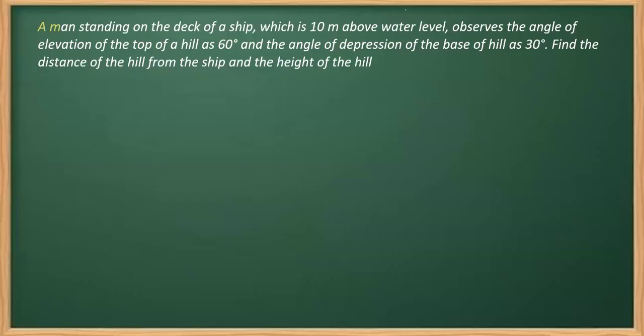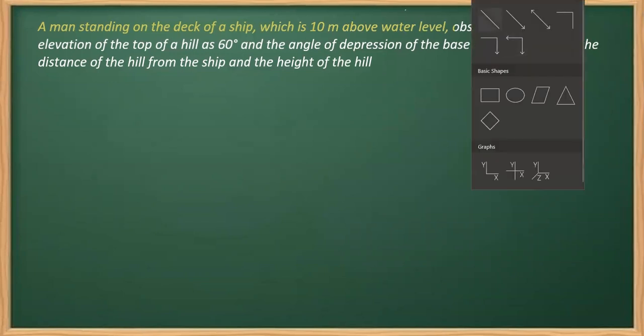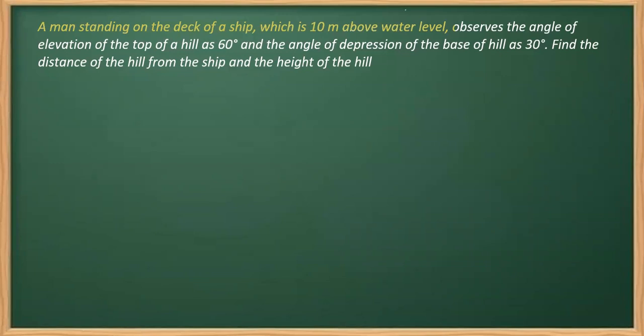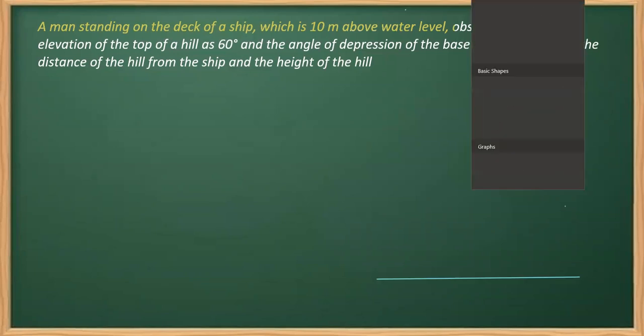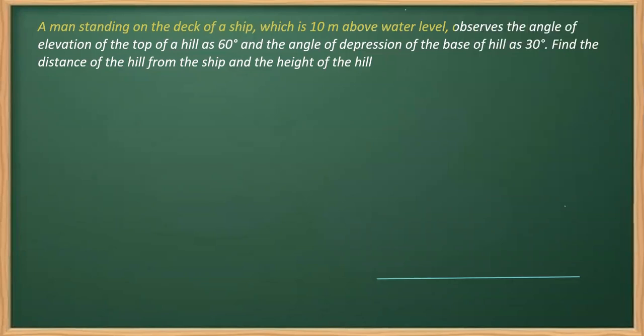In this question, it says a man is standing on the deck of a ship which is 10-meter high above the water level. So let's first make the level of water. Let's assume this to be the level of water, and he's standing on the deck of the ship, which is given as 10-meter above the level of the water. So let's say this is the top of the deck, A being the top of the deck, AB, and say BC is the surface of the water.